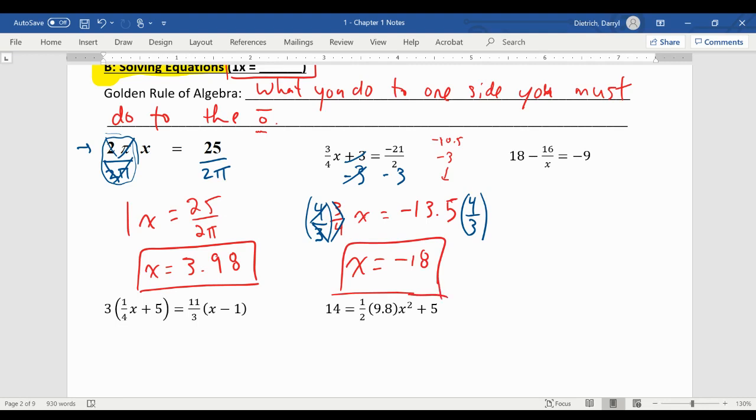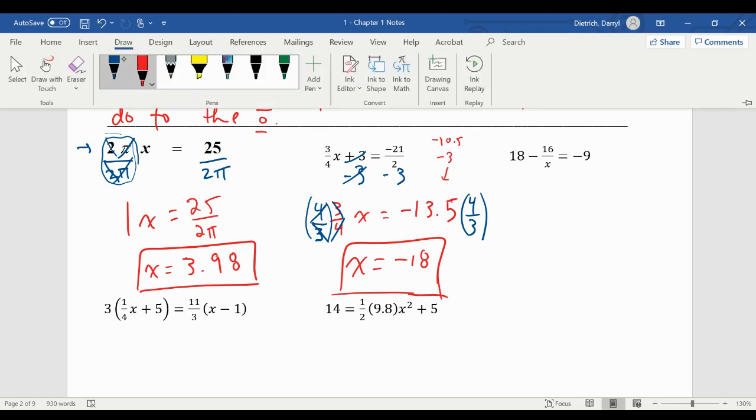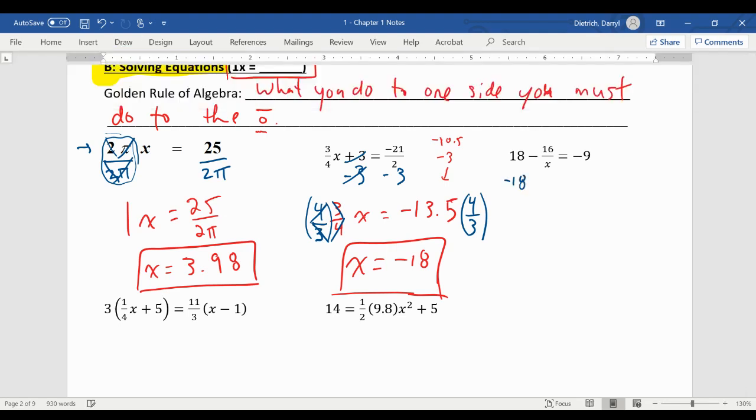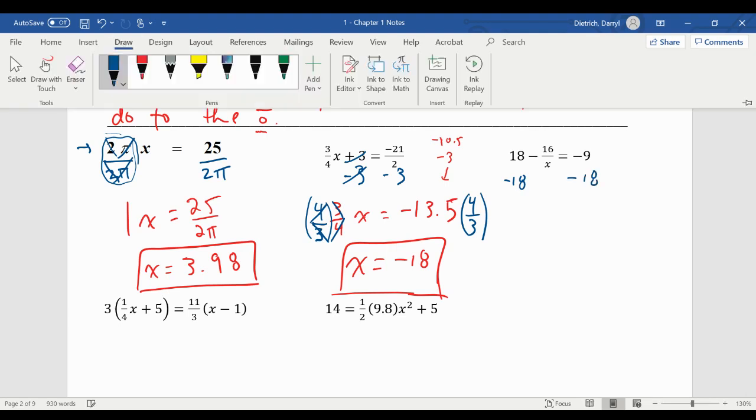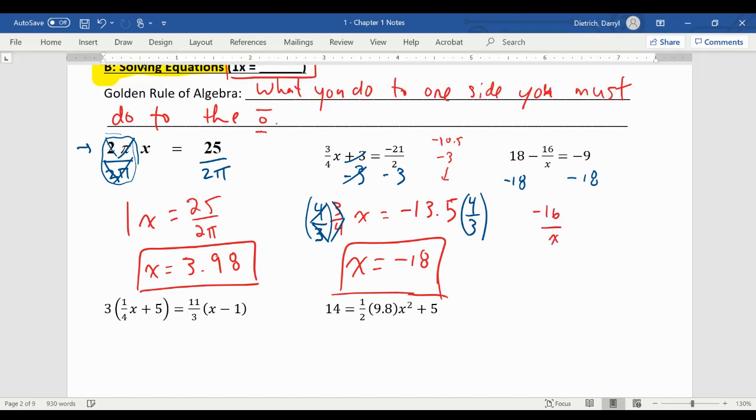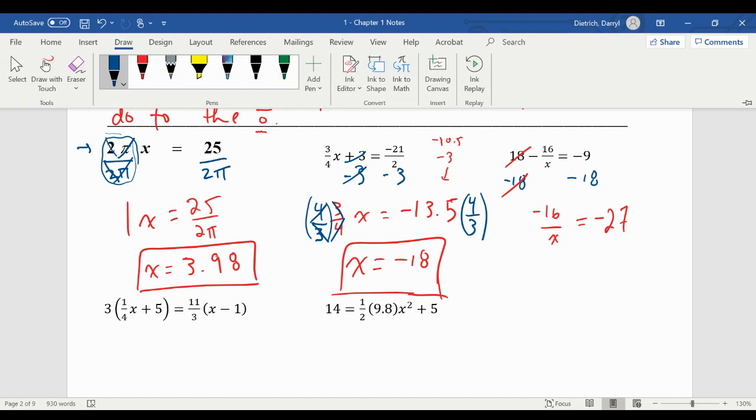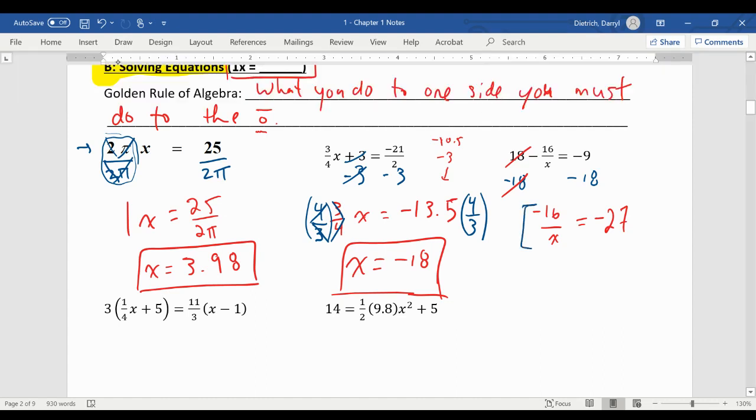Okay, next one. What I'm going to do for my first mathematical operation here is again get rid of the 18 that's on the same side as the x, so I'll subtract 18 from both sides. Okay, so this is going to become negative 16 over x. Our 18's on the left side will cancel, is equal to negative 27. Okay, the next operation I'm going to do is get x in the numerator, and how I'm going to do that is I'm going to multiply by x, because right now it's on the bottom, or in the denominator. So I'm going to multiply both sides by x.